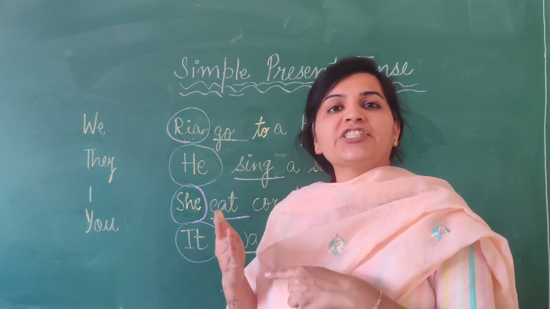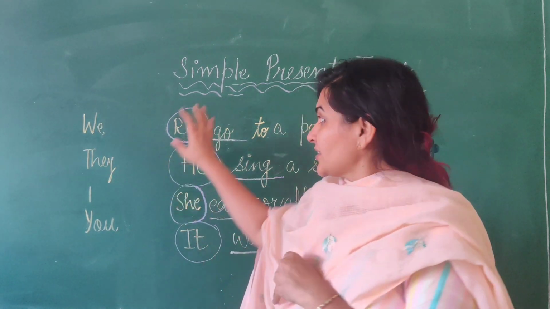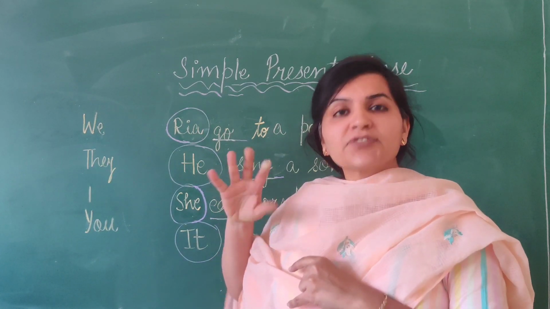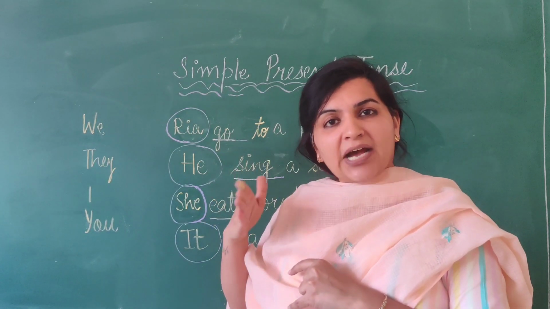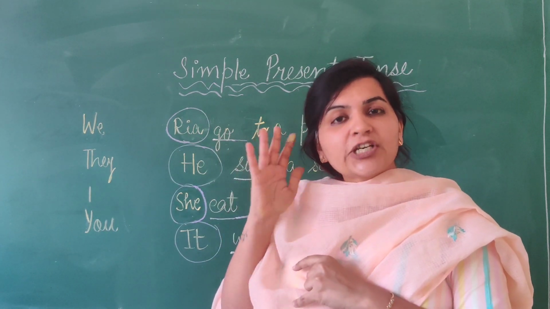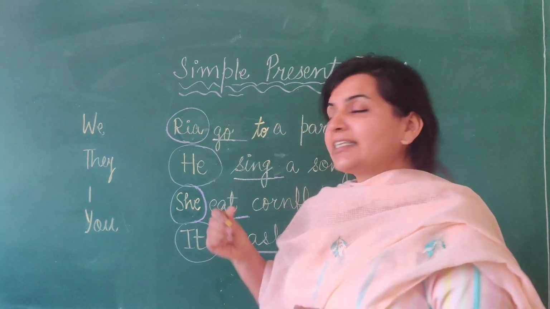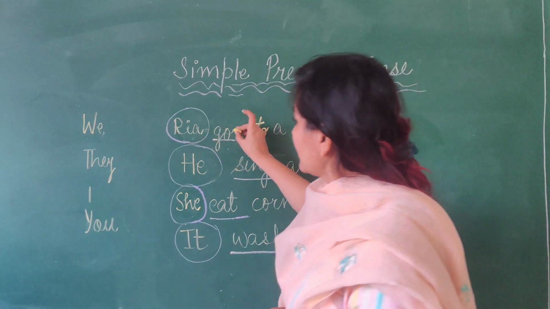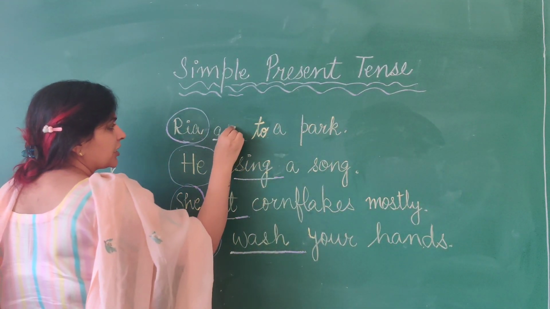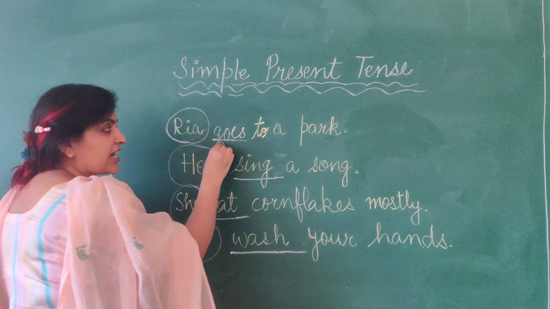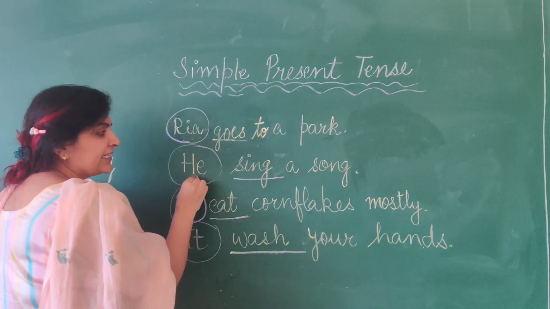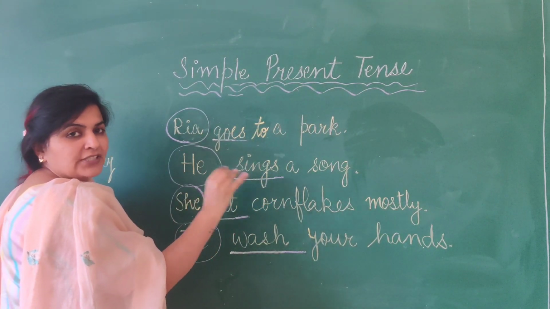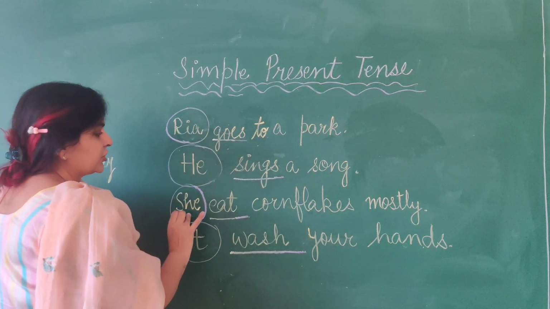Let's do the change which occurs when the subject changes into singular. The verbs will change a little, right? This is very important. Please keep this in mind and listen carefully to what is happening here. So, the first sentence, Ria go to a park. No, it will be Ria goes to a park. So, I am going to write goes. Okay, go has changed to goes. He sings a song. So, sing has changed to sings.